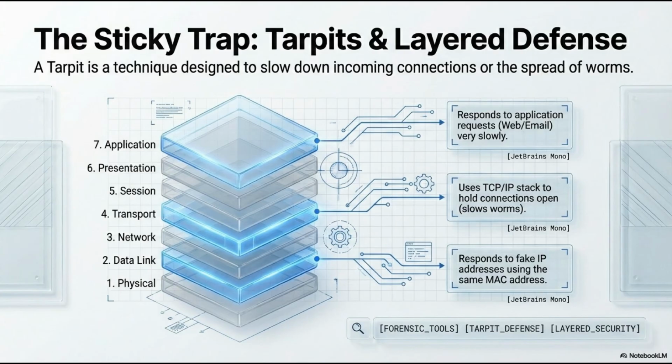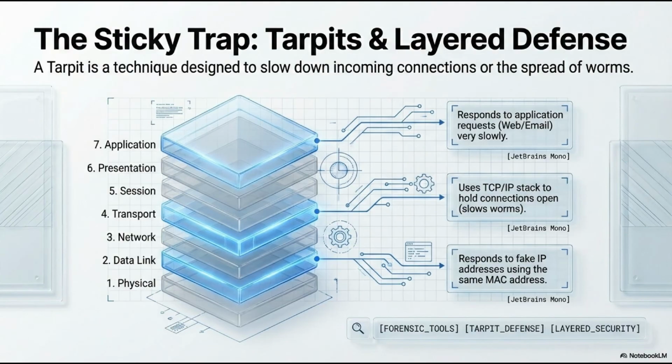It uses the TCP/IP stack to keep connections hanging. It just keeps saying, "1 second, hold on," forever. And layer 7? Layer 7, application. It responds really slowly to web or email requests. It sends data at a crawl to tie up the attacker's application. Okay. 2, 4, 7. Stuck in the tar.